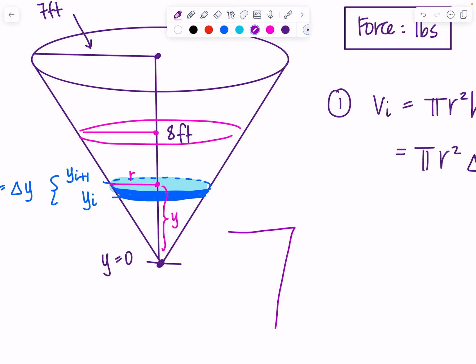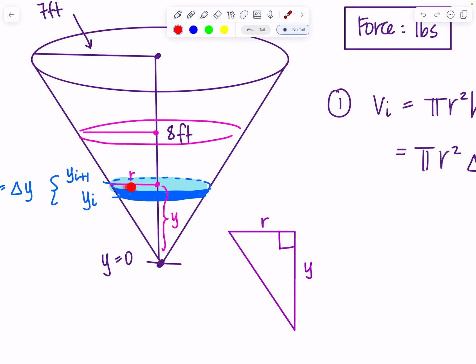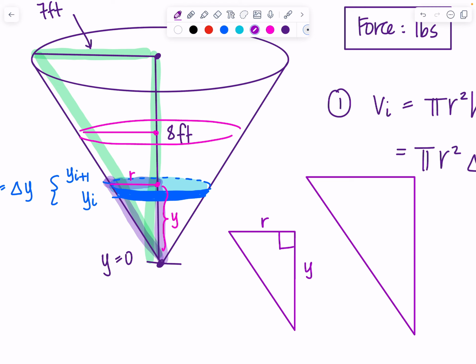Okay, so let's zoom in. I've already zoomed in. Here's the radius. Here's the height. Technically it's y sub i, but you know, yeah. And then that is nested inside. So this is the triangle right here. Shall I highlight? That is nested inside this larger triangle here.